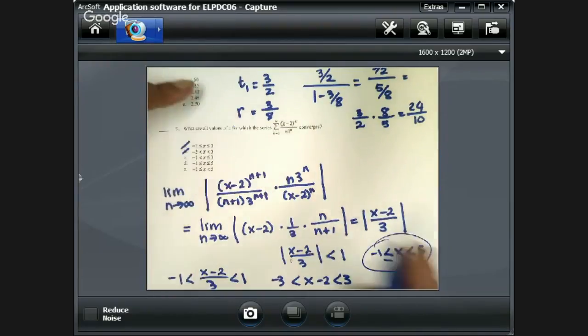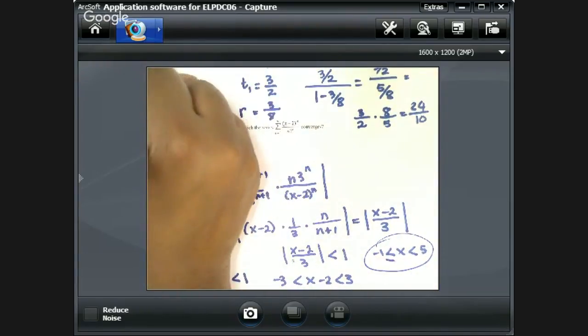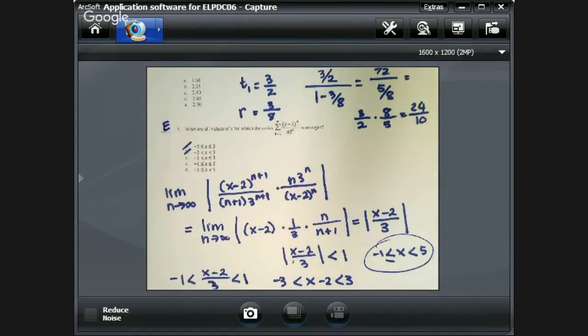So this one is my interval of convergence. They didn't use the word interval of convergence, but that's exactly what they're asking for here. And so let's take a few minutes and look at a couple of problems from free response, which would require us to look at an interval of convergence.